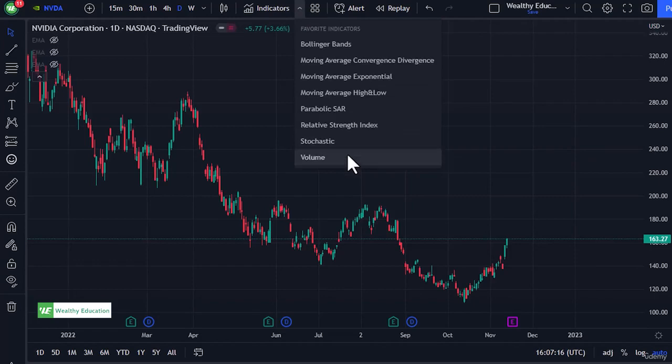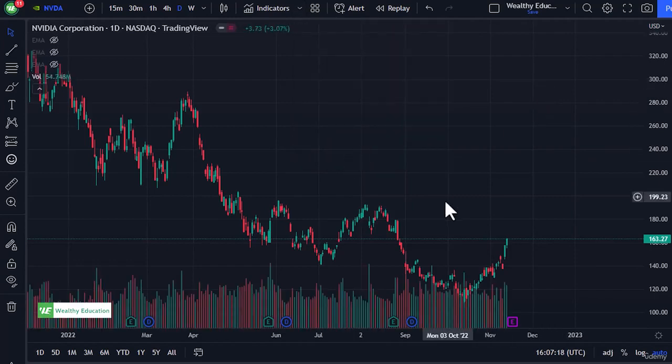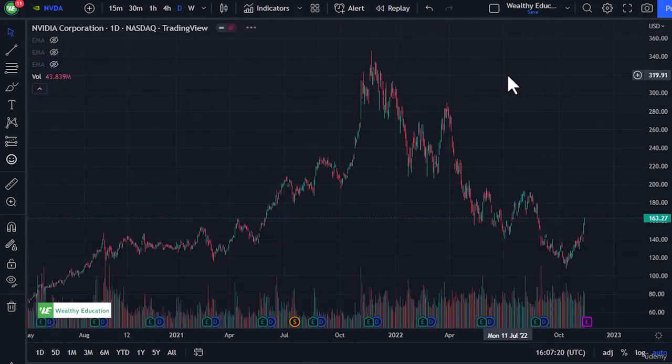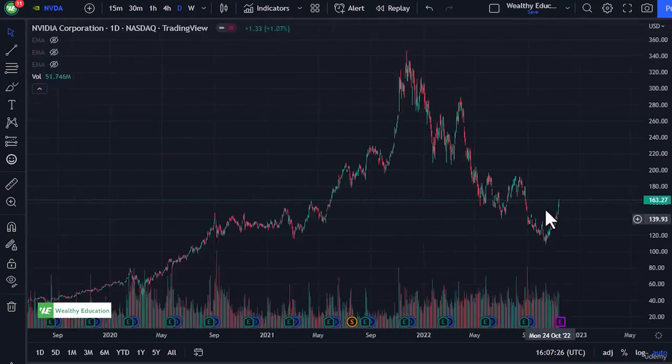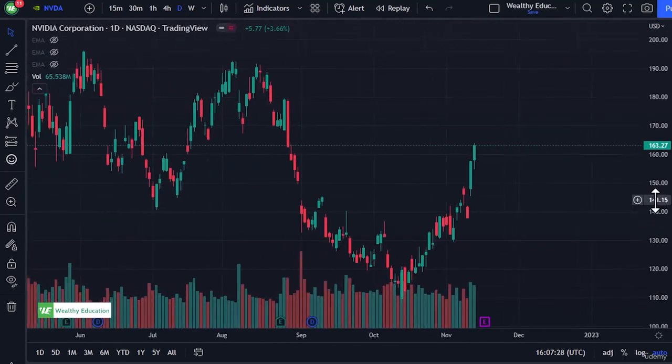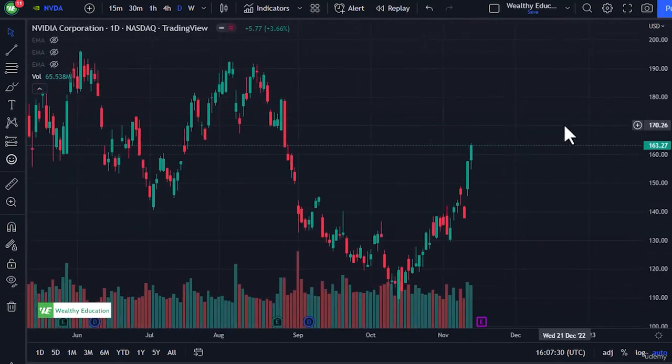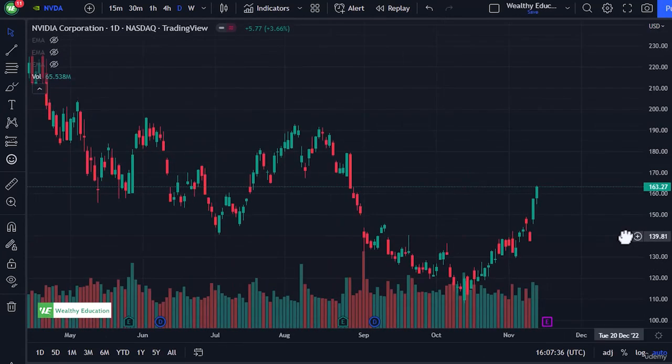So let's go ahead and click on indicator volume. You can see there's a series of bars here. And the one thing that you'll notice here in NVIDIA is that volume does tend to be relatively stable. This is a high cap stock. This is a high volume stock, so that should not be a surprise.